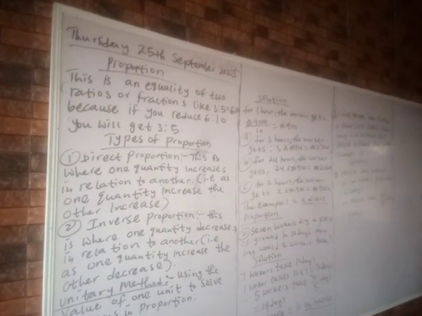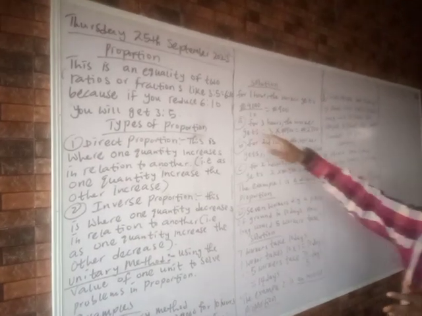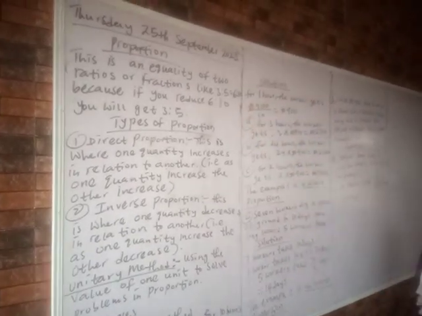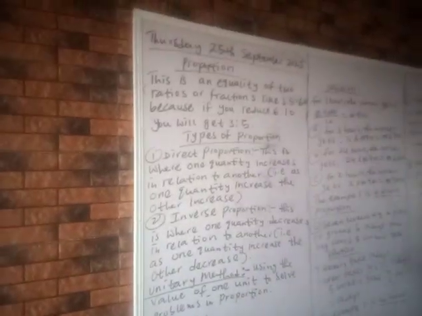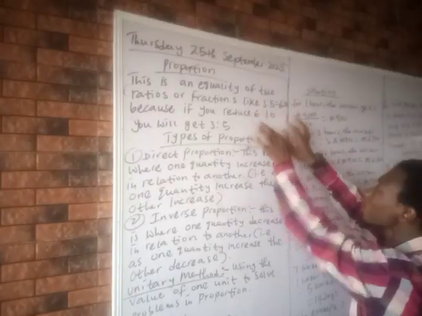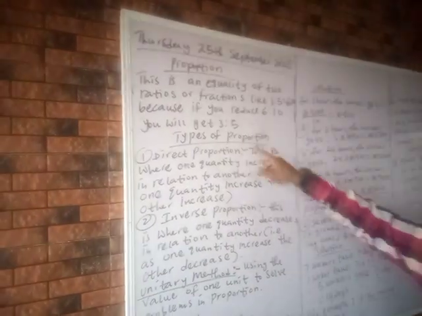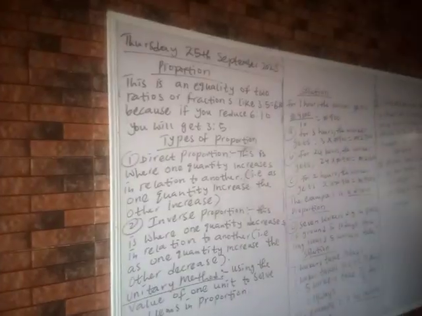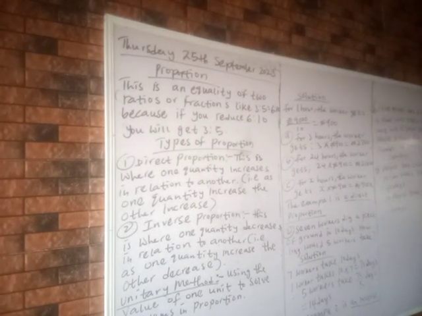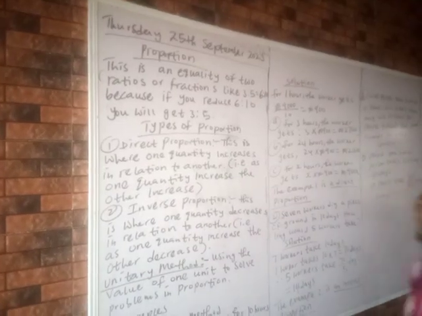Like when you have 3:5. 3:5 is equal to 6:10, which means that when you are able to reduce 6:10, you should be able to get what? 3:5. That shows what? A proportion. Is that clear?